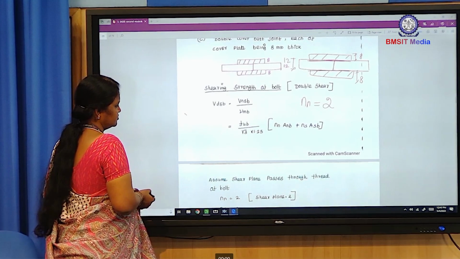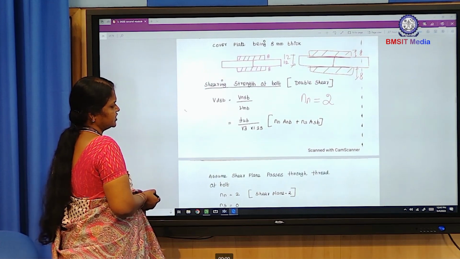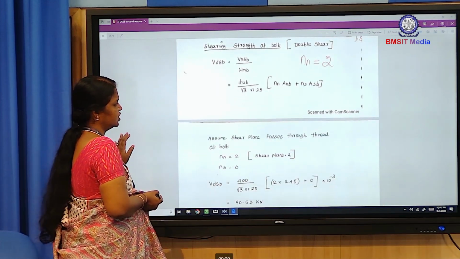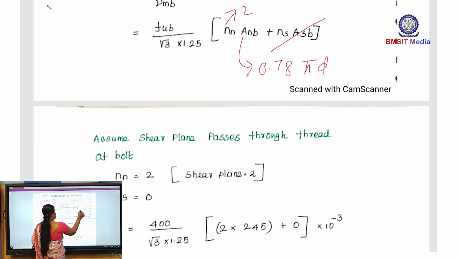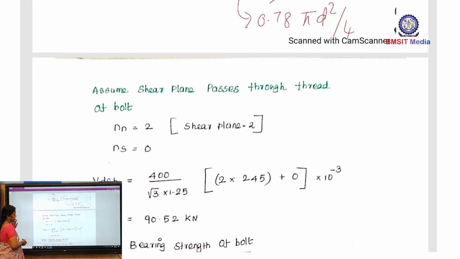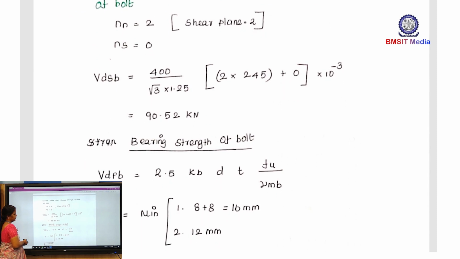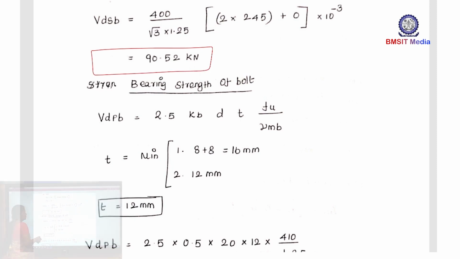Now, here assume the shear plane passes through the thread, because this is the critical one. So, 2 shear planes are there, so nn equals 2, and Anb equals 0.78 pi d squared divided by 4, d equal to 20 mm. Substitute here and find the answer, that is 90.52. This is the shear strength of one bolt, 90.52.